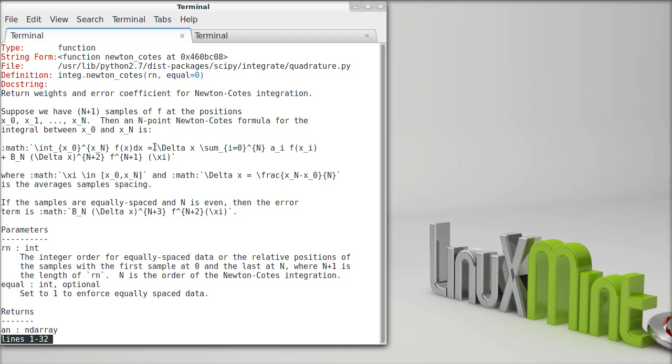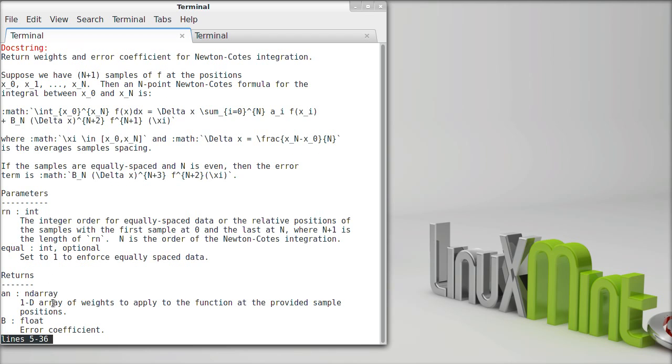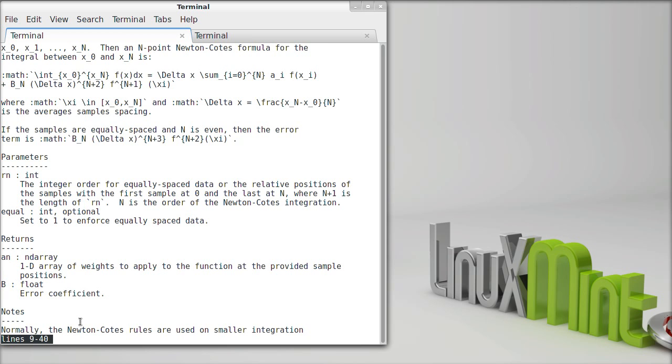It even describes what Newton-Cotes integration is, or at least how we write it. We can rewrite the integral as a sum, some step size, which they call delta x, some coefficients, these a sub i's, which came from integrating over polynomials, and then our function evaluated at certain points, and it even quotes the error term. What we feed to this is the order of interpolation that we want to do. We're going to ignore what this equal is. It doesn't matter for us. What it returns is an array of the coefficients and the error coefficient.